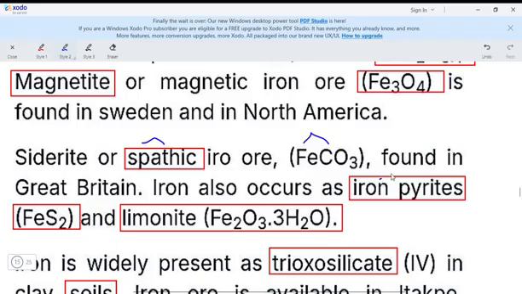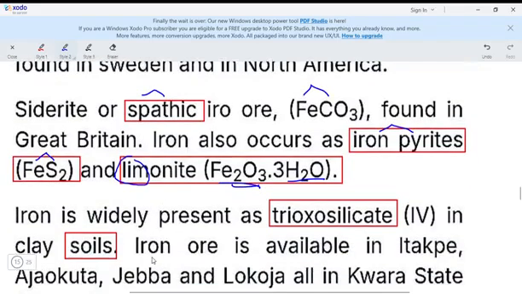Another ore of iron is iron pyrites, which is iron(II) sulfide. We also have limonite, like lime. Remember lime water. Once you remember lime water, it means you remember the H2O that is here. So take Fe2O3 and join it with H2O to remember limonite, like lime. So iron(III) oxide trihydrate is another ore of iron.